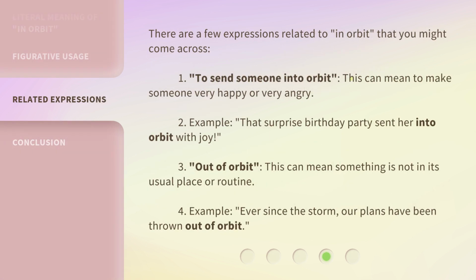There are a few expressions related to in orbit that you might come across. 1. To send someone into orbit. This can mean to make someone very happy or very angry. Example: that surprise birthday party sent her into orbit with joy. 2. Out of orbit. This can mean something is not in its usual place or routine. Example: ever since the storm, our plans have been thrown out of orbit.